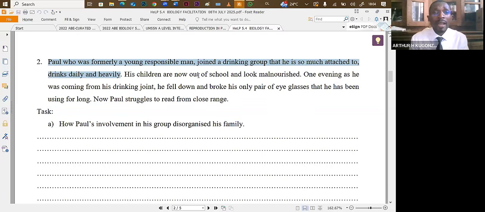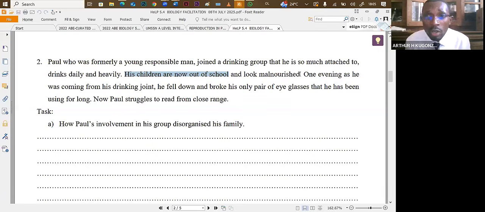His children are now out of school. This one here. His children are now out of school. I think this is correct for task A. Not so? So you rate, that is point number 1. Children are out of school. You put it there. And look malnourished. This is now point number 2.